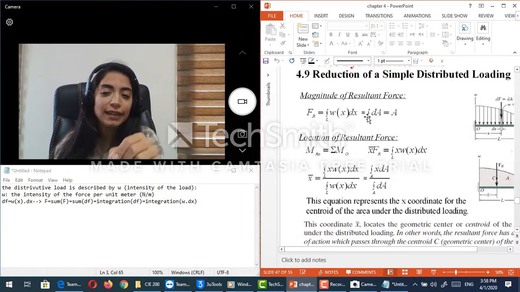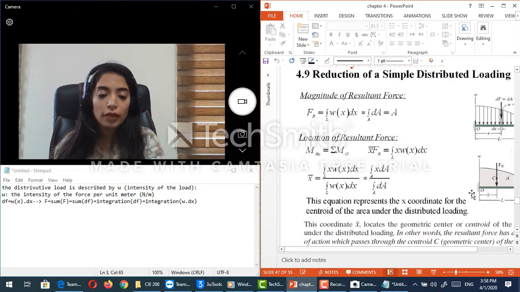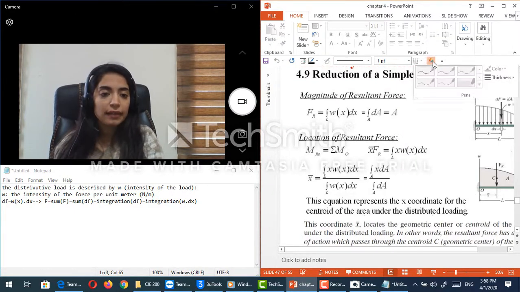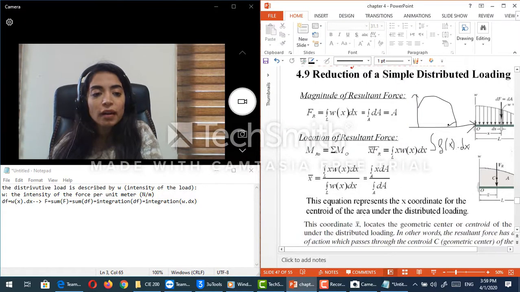Now what is the integration of omega dx? Guys, remember from math that if I have a curve, the integration of this function f of x times dx will give me the area under this curve.